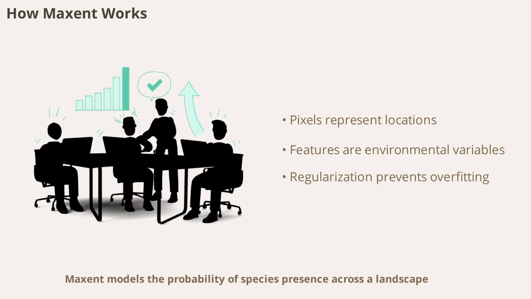ecology. MaxEnt models the probability of species presence across a landscape by considering each pixel or location as a potential site. It uses environmental variables as features and adjusts their weights so that the predicted distribution matches the observed averages at the occurrence points. Regularization is used to prevent overfitting, ensuring that the model remains general and robust, even with limited data. The result is a continuous map of environmental suitability, where higher values indicate better conditions for the species.